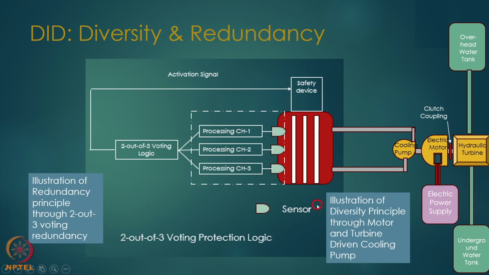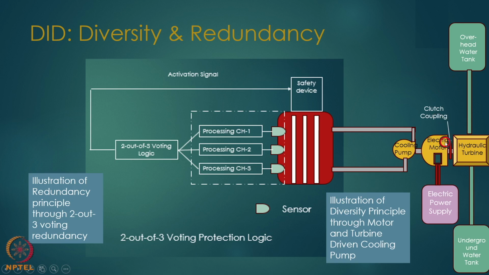Now how do we demonstrate the diversity principle for safety? Simple. There is a cooling pump here. This pump is operated by an electric motor and a hydraulic turbine. They are on the same shaft, connected through a coupling. The coupling plays its role when the motor is operating; otherwise they are detached. Electric power supply is one mode of operation of this pump. Electricity is there, the pump can be operated. The second mode: if electricity is not there, then what? The pump will not operate.